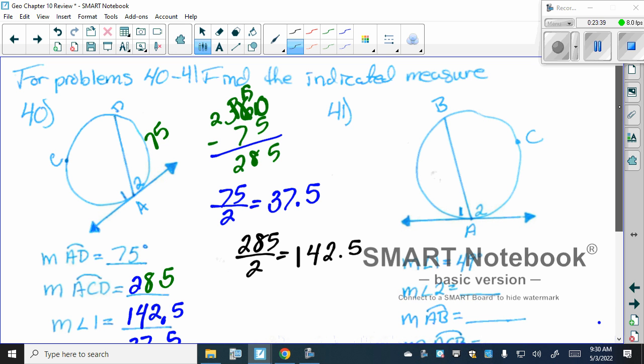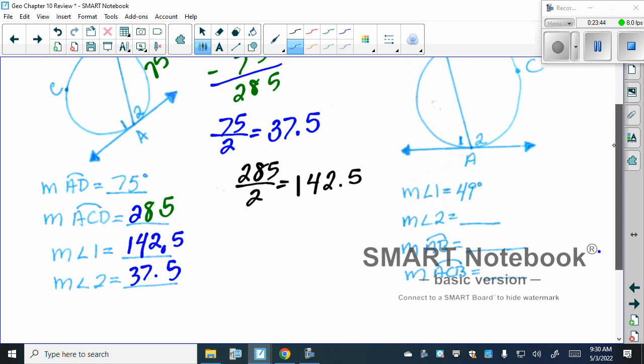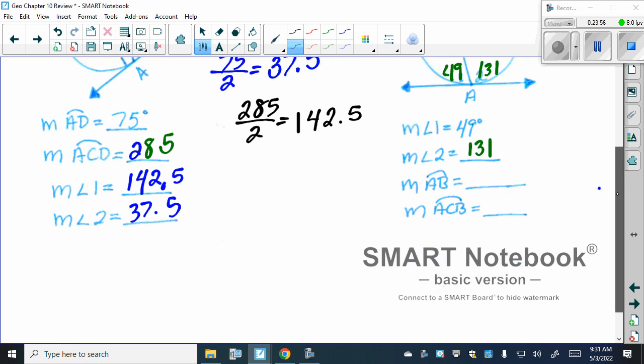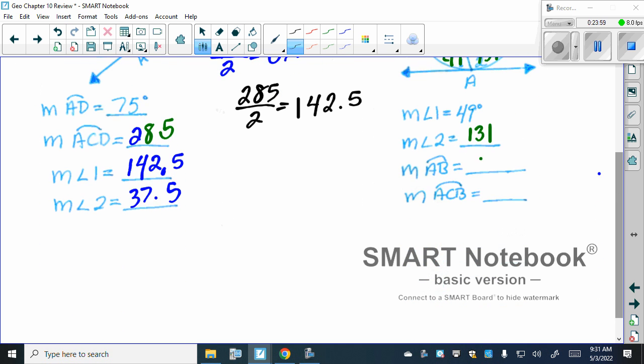Any other questions on 40 or 41? Angle 1 is 49, so angle 2 has to be 131, because they add up to be 180. To get AB, we multiply 49 by 2, and we can multiply 131 by 2. Well, 98 plus 262 is 360. Questions on this here?